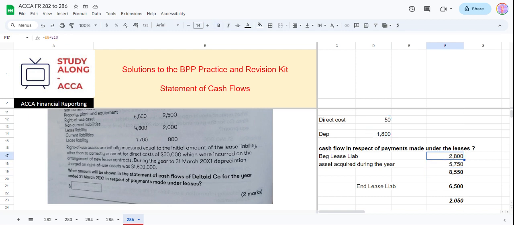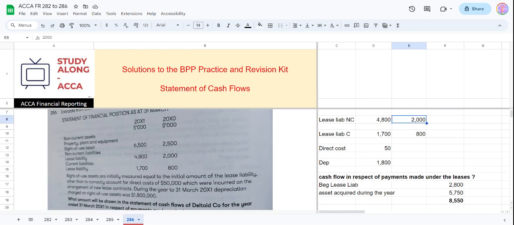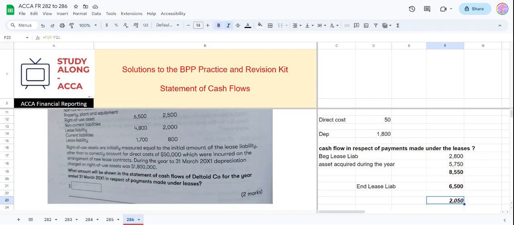Then we see, okay, from beginning plus the asset acquired is 8,550. And as per the question, how much is my ending lease liability? So current and non-current, both we will take. We have this much, 6,500. So then we will deduct this and then this, and 2,050 should be our answer. Thousands.